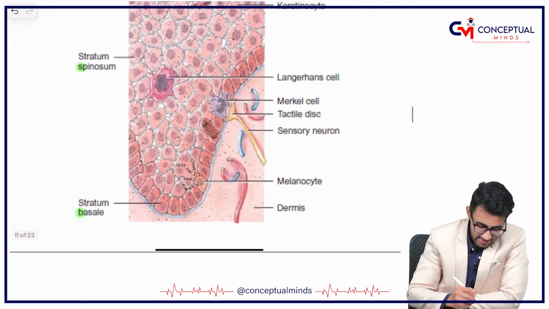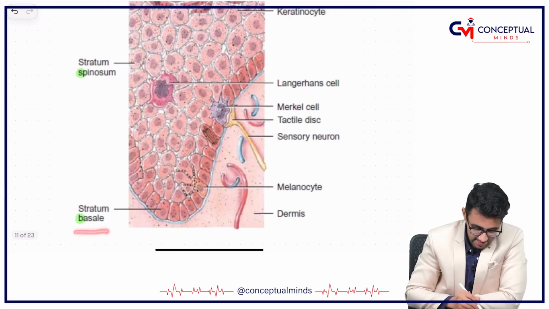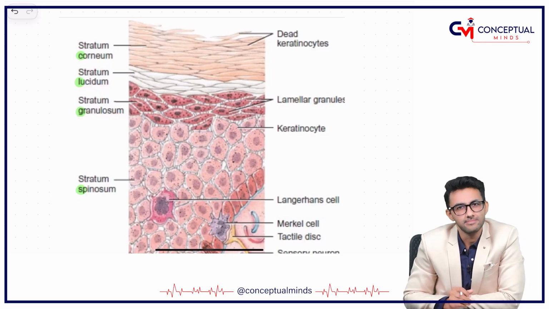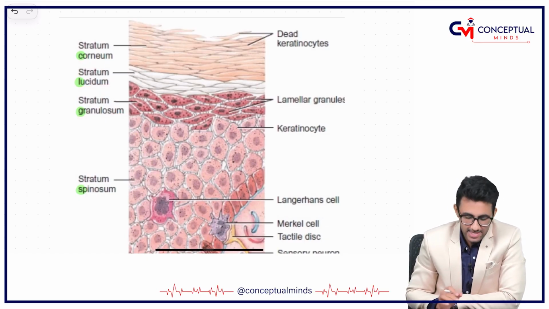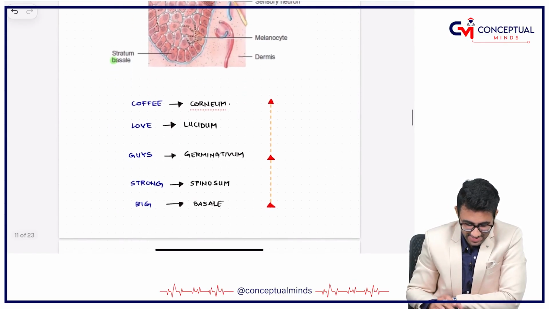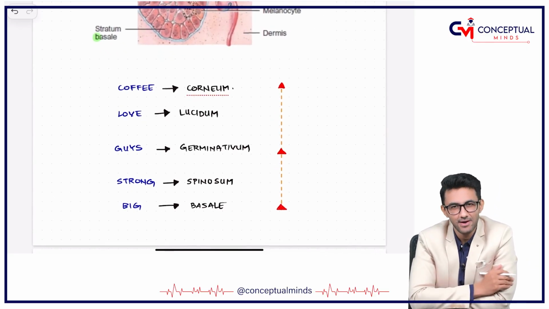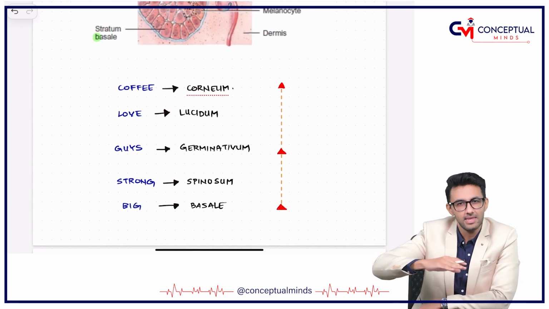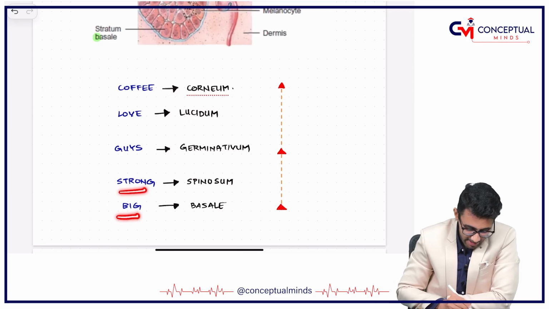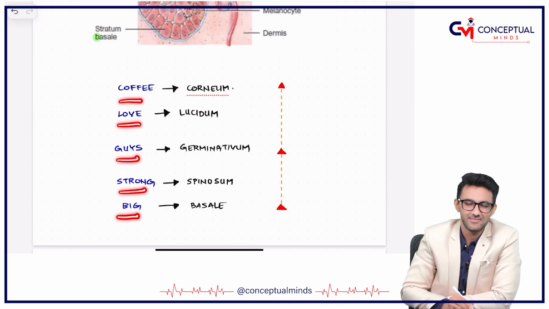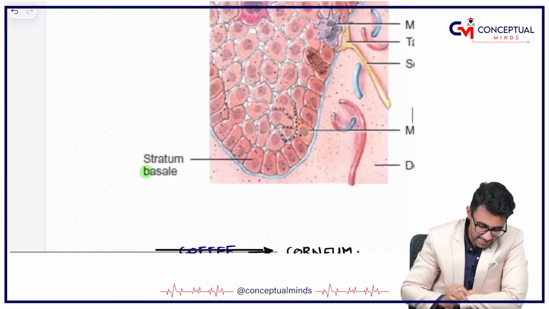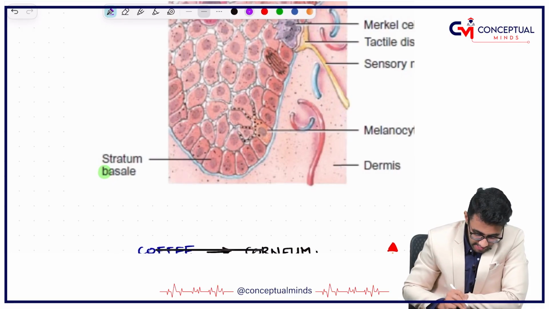Let us learn them once again: basale, spinosum, granulosum, lucidum, and corneum. This is the reason why I asked you if you like coffee. So that is the mnemonic to remember the layers from the very bottom to the top. The mnemonic goes like, big strong guys love coffee. We all love coffee. I'll add all those things here as well, so it will make a good memory for us.